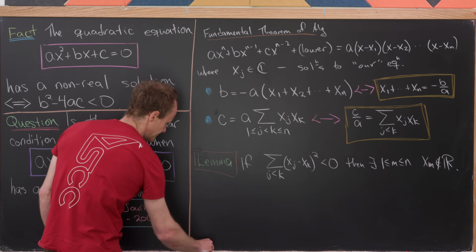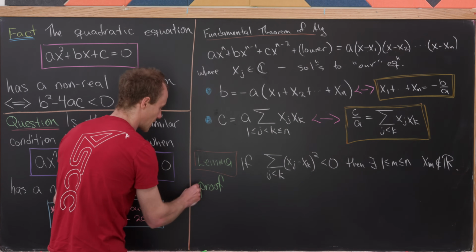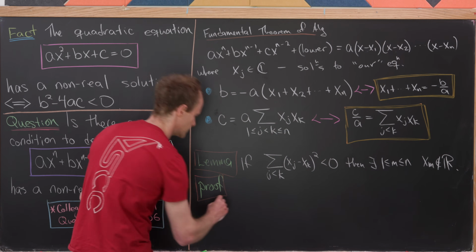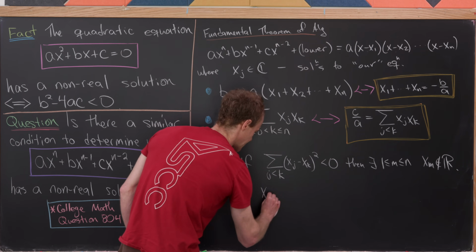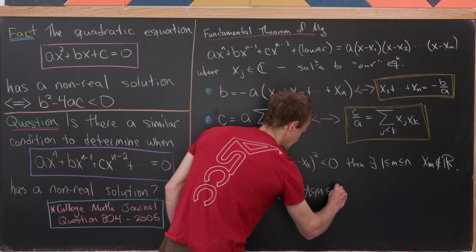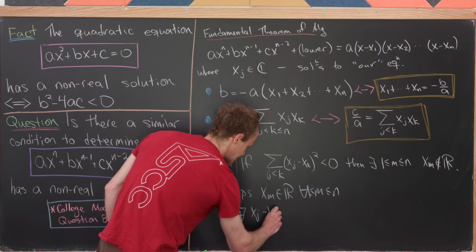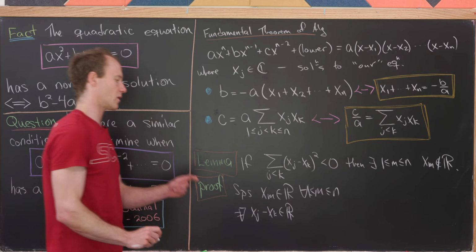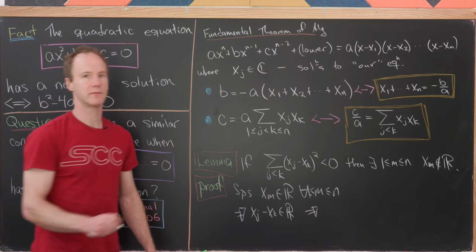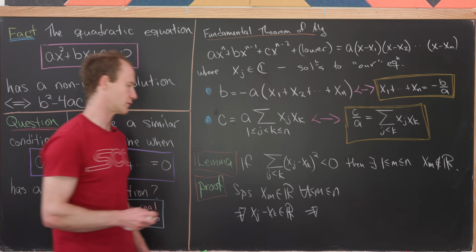And now, the proof of this is probably easier than the statement, and we're going to prove it by contrapositive. So in other words, let's suppose that we have all real solutions. Let's suppose that x sub m is real for all m between 1 and n. But that means that xj minus xk is real for all j less than k. But then if you square a real number, you can't end up with anything negative. You end up with something bigger than or equal to 0.